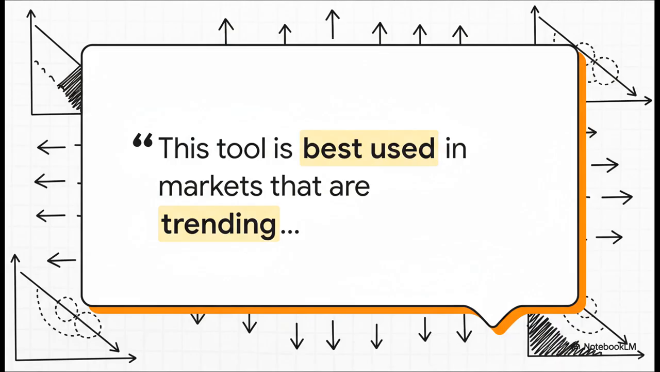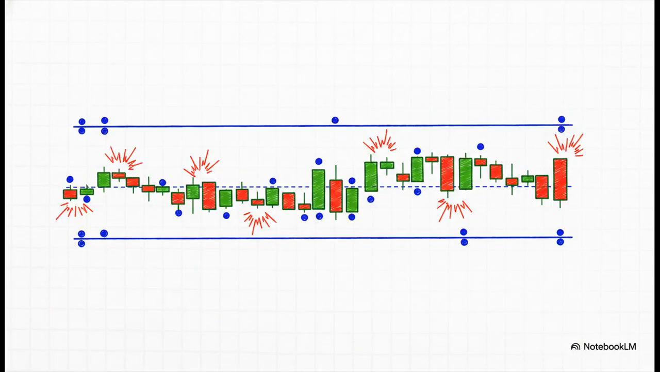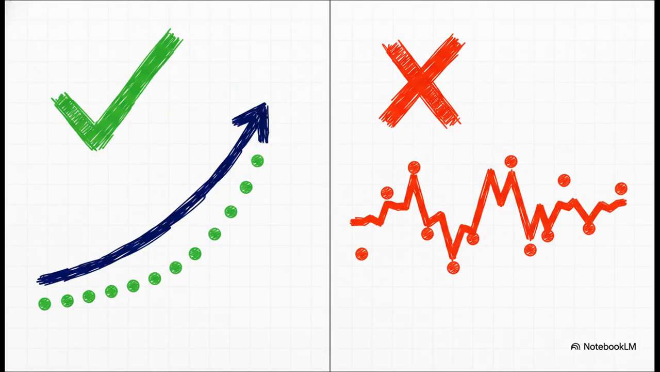The parabolic SAR is a trend-following indicator. Its entire reason for existing is to work in markets that are making big, sustained moves in one direction, those long, clear rallies and deep downturns. So what's the kryptonite for this indicator? A market that's going absolutely nowhere. In a choppy, sideways, range-bound market, the price is just going to whip back and forth across the dots. And this is going to cause a nightmare of false stop and reverse signals that can just chop up your account.